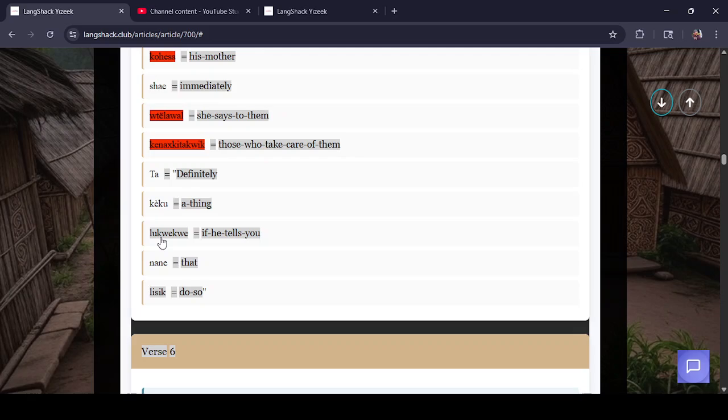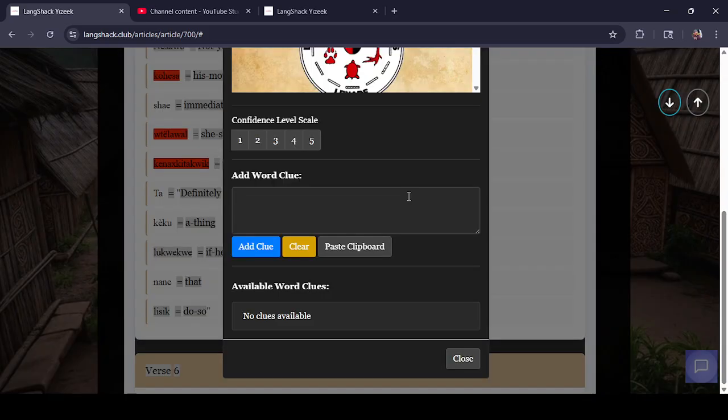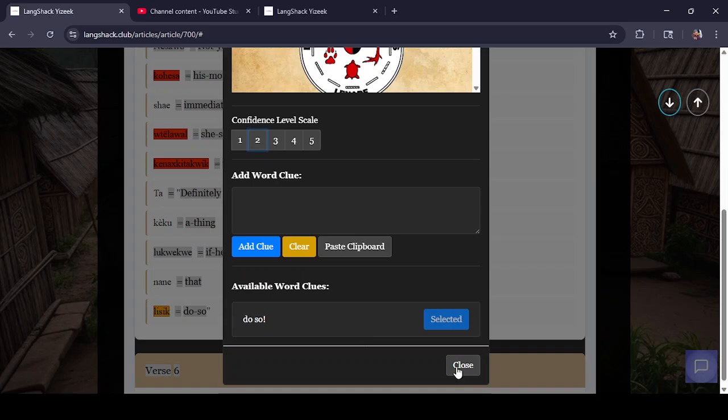I'm trying to figure out why it's Kwe and not Luekwe. I feel like it should be Luekwe. That might be a misspelling. Do so. That's imperative. Okay.